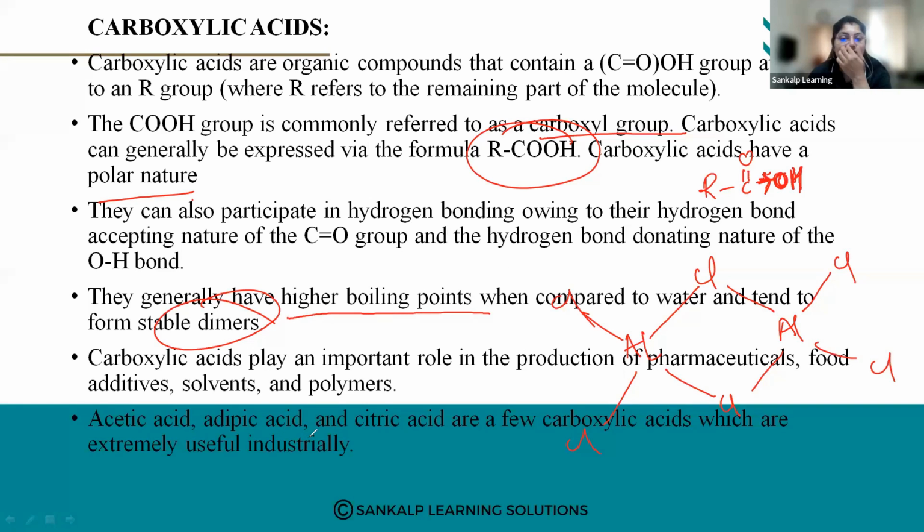Then carboxylic acids play a very important role in the production of pharmaceuticals, food additives, solvents and polymers. So they play a very important role in all these processes. Then acetic acid, adipic acid, citric acid. So these are some of the carboxylic acids. Acetic acid is present in vinegar. Then citric acid is in citrus fruits like lemon and oranges, right? So these are extremely useful in industries.